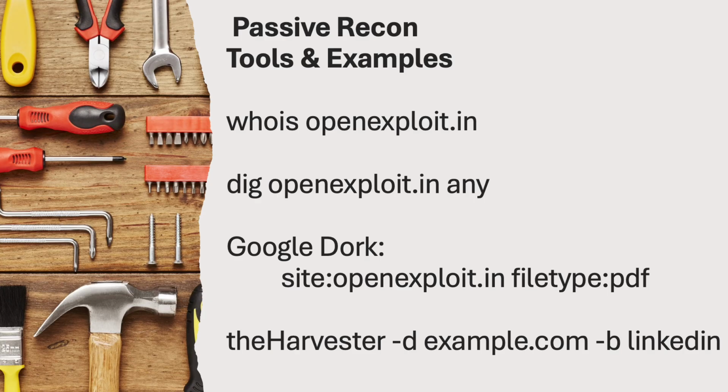First, we use WHOIS to find domain registrar details. This gives us names, emails, and hosting info. Then we do DNS lookup to see subdomains or mail servers. We also try Google Dorking to find hidden files or open directories. Social media is gold. Sites like LinkedIn reveal employee names and job roles. Combine that with tools like theHarvester and you collect emails and usernames. Passive recon helps us build a profile of the target quietly.